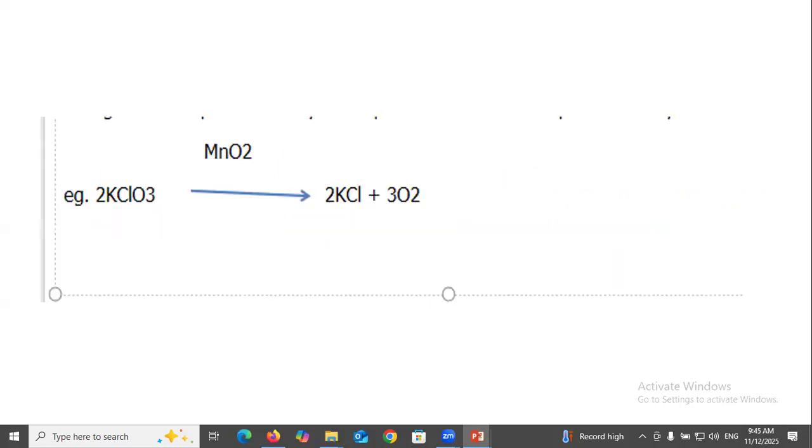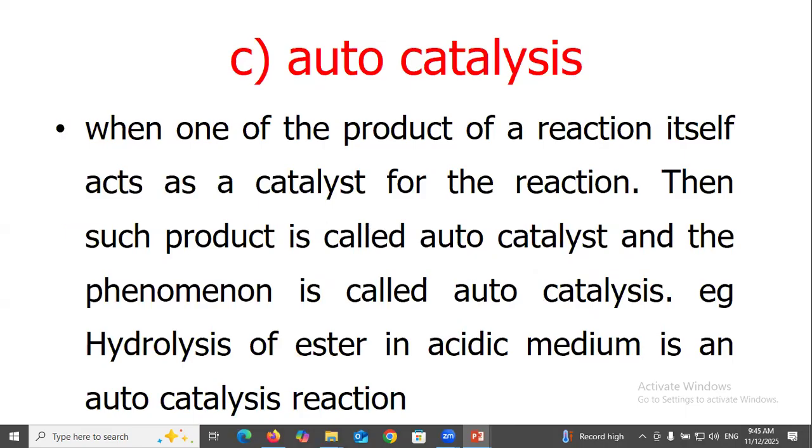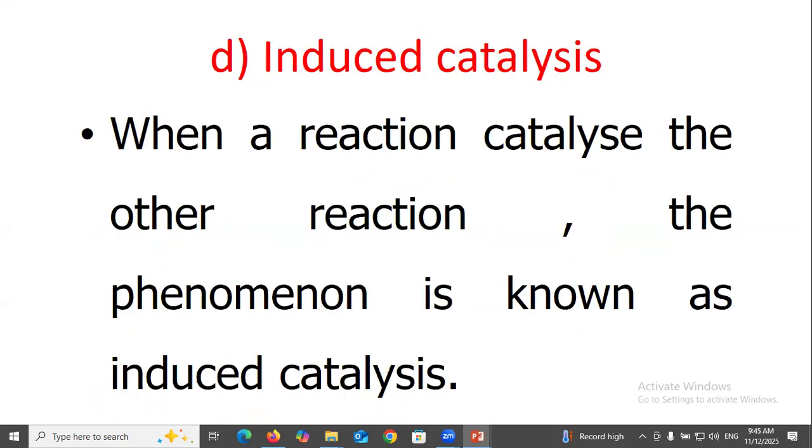For example, potassium chlorate in the presence of the catalyst manganese dioxide increases the rate of reaction. Negative catalyst: a catalyst which decreases the rate of a chemical reaction is called a negative catalyst, and the phenomenon is called negative catalysis. For example, in the oxidation of chloroform, in the presence of ethanol the rate decreases. Autocatalysis: when one of the products of the reaction itself acts as a catalyst for the reaction, the phenomenon is called autocatalysis. Example, hydrolysis of ester in acidic medium is an autocatalytic reaction.